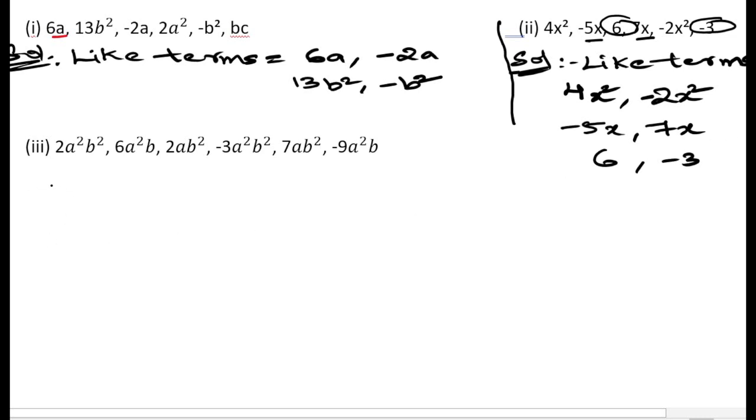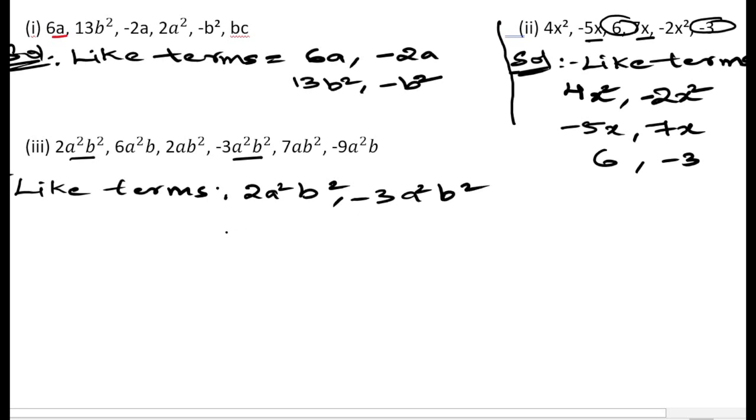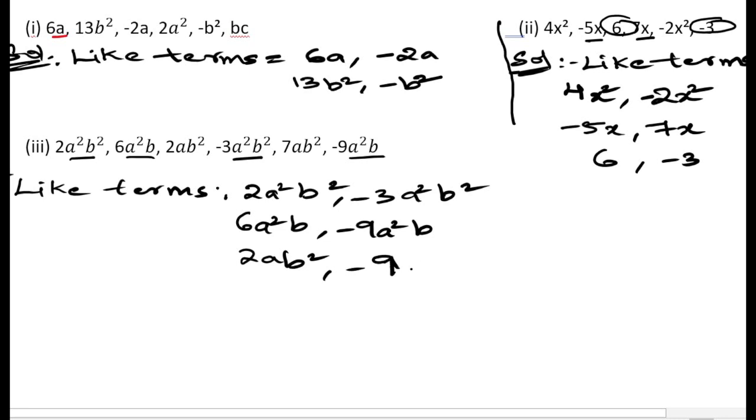Next, third bit. In the third bit, let us write down the like terms. In this, the like terms are, as you can see, a square b square and a square b square. So let us write that down: 2a square b square comma minus 3a square b square. Next, we can see a square b and a square b. Let us write down 6a square b comma minus 9a square b. Next is ab square. So 2ab square comma minus 9a square b.